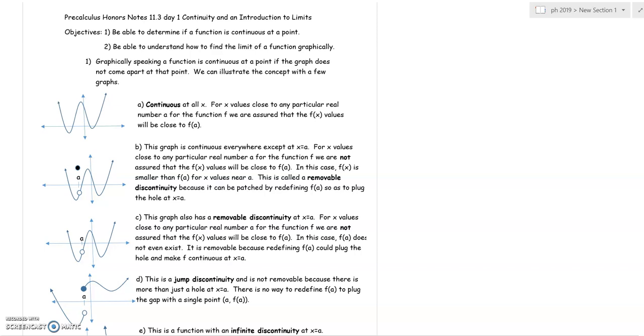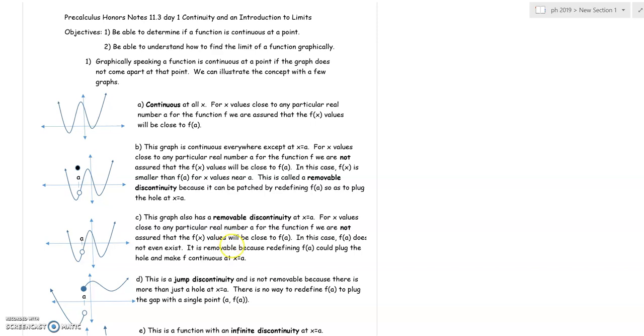Part B, this graph is continuous everywhere except at x equals a. For x values close to any particular real number a for the function f, we are not assured that the f of x values will be close to f of a. In this case, f of x is smaller than f of a for x values near a. Again, all of these x values near a, notice our output values are smaller than f of a. F of a is way up here. This is called a removable discontinuity because it can be patched by redefining f of a so as to plug that hole at x equals a. So this is not continuous at x equals a.